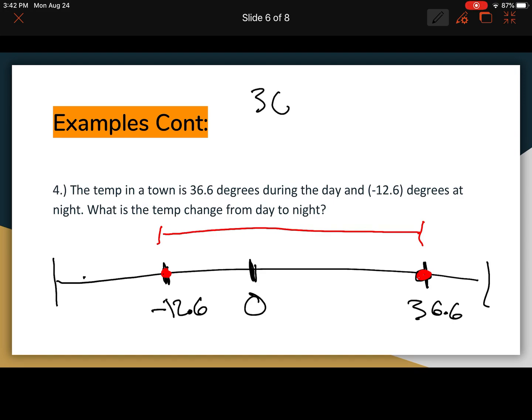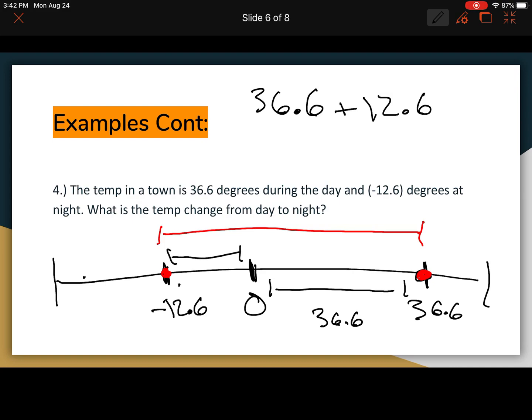So we're trying to find from 36.6 to negative 12.6. Well, if we're looking at the change in temp, we can just sum those two numbers together there. Because we're looking at this whole value right here, and this would be equal to 36.6. This value right here would be equal to 12.6, because that's the units in each measurement. Alrighty, so then when we're summing that here, we would get a sum of 49.2. So we know that the temp change from day to night was equal to 49.2 degrees.